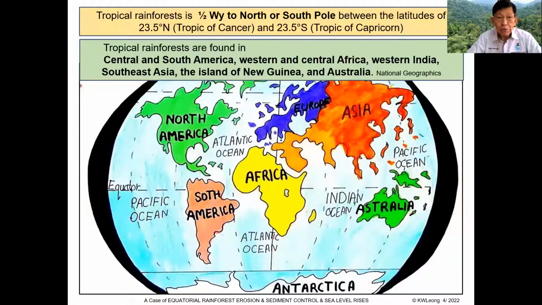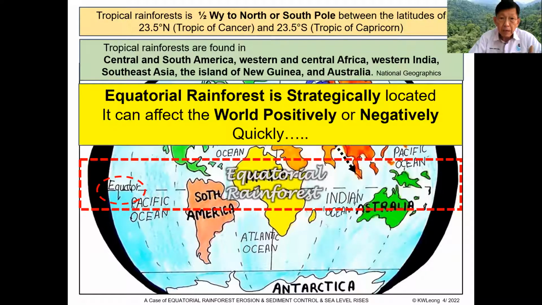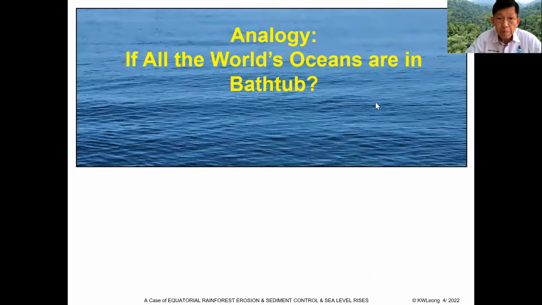Now, this is a cartoon of the world. As you can see, the equator, and Malaysia is 4 degrees off the equator. The idea of this map is to show Equatorial Rainforest is strategically located, halfway to the North Pole and halfway to the South Pole, shortest distance, and can affect the world positively or negatively in environment rather quickly because of the shortest distance across.